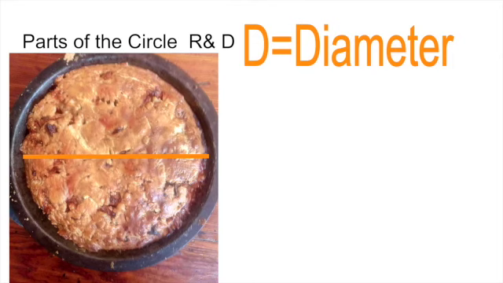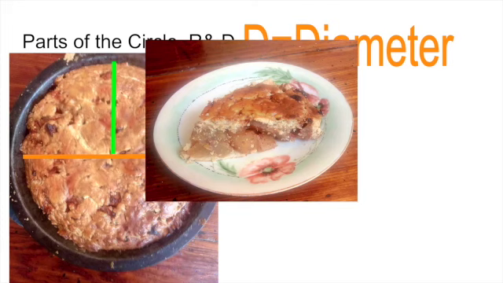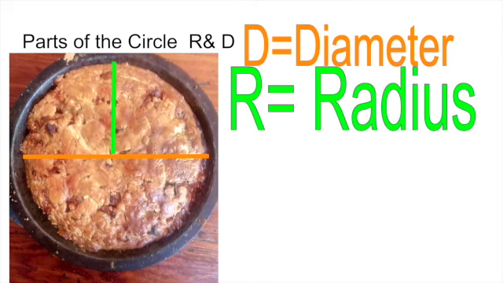Another dimension that's really important on a circle is the radius, the distance from the edge of the circle to the center of the circle. When you cut a slice of pie, and here's a slice of that pie, I'm going from the center to the edge. So that distance is my radius. The side length of each piece of pie is the radius of my circle.